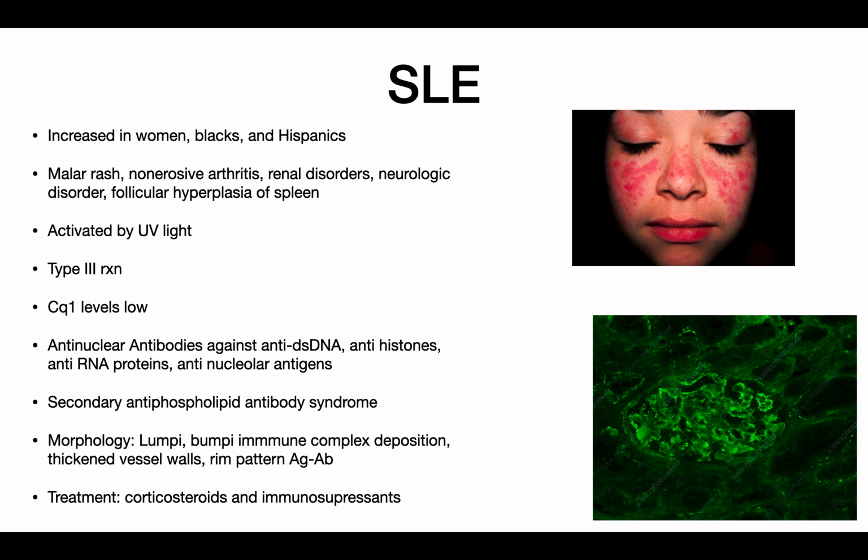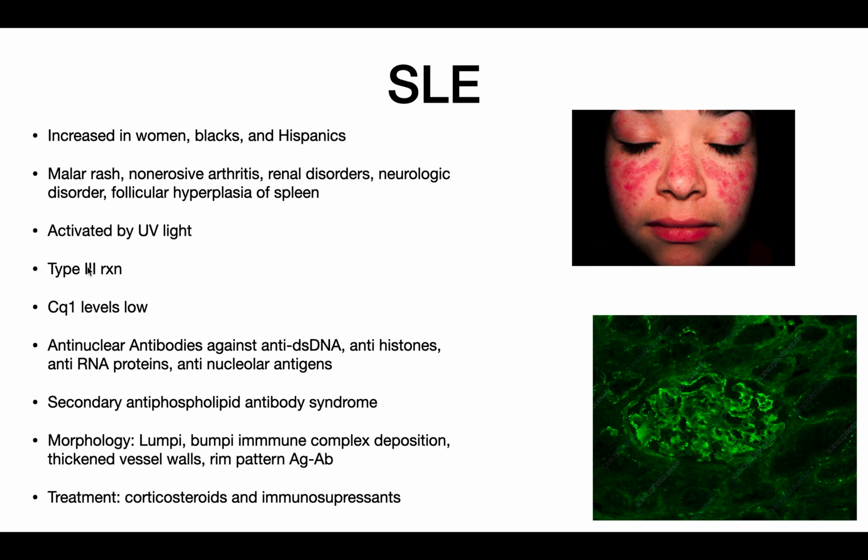Okay, so a really important disease we need to learn about is systemic lupus erythematosus. It has a higher incidence in women, especially people of Black or Hispanic descent. It manifests as a malar rash, non-erosive arthritis, renal disorders, neurologic disorders, follicular hyperplasia of the spleen. They're all activated by UV light, and it's a type 3 reaction.